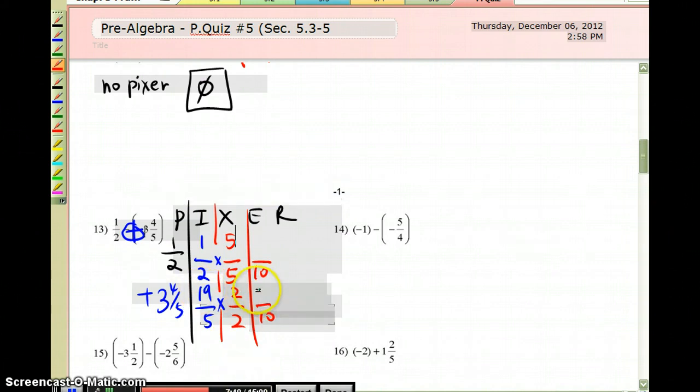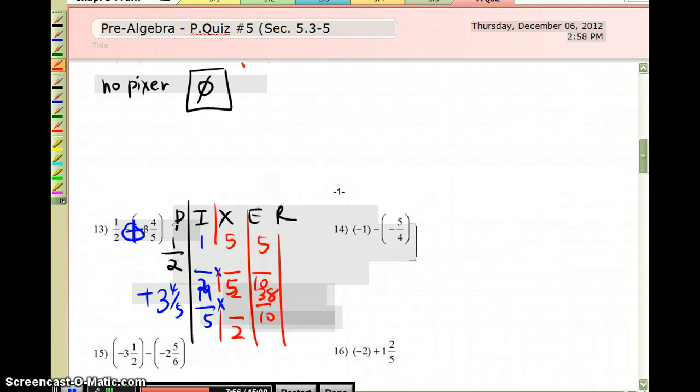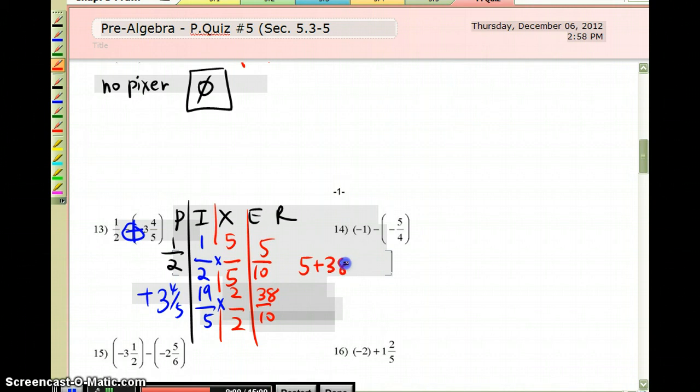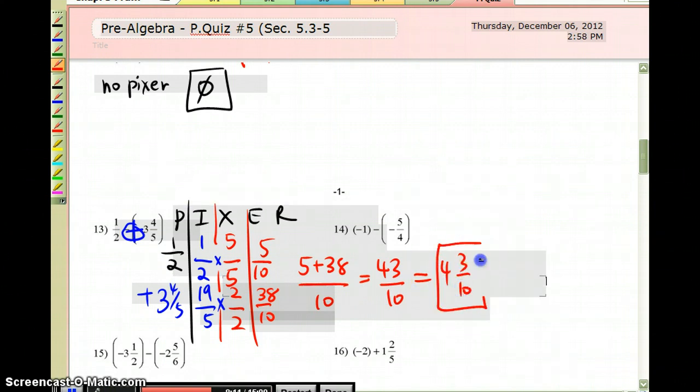So 19 times 2 is going to give me 38. 1 times 5 here gives me 5. When I do R, which is reduce, I'm going to reduce the fraction and add 5 plus 38 over 10, giving me 43 over 10. And if I write the mixed fraction, that will be 4 3/10. For your quiz tomorrow, make sure that you write all your answers in mixed.